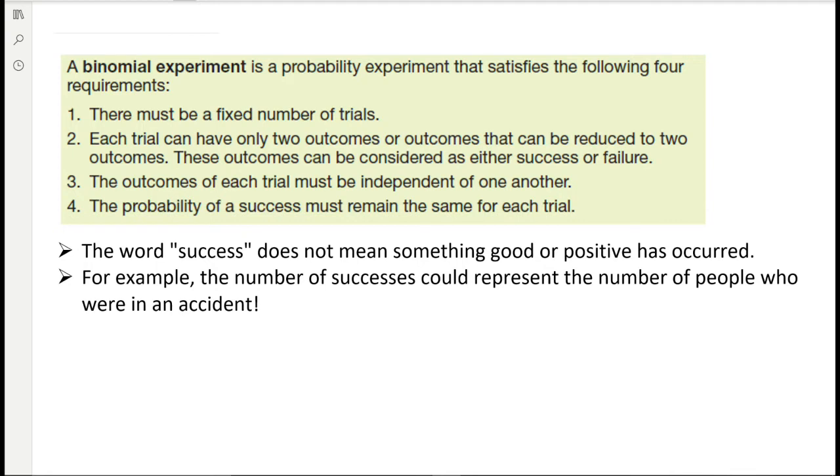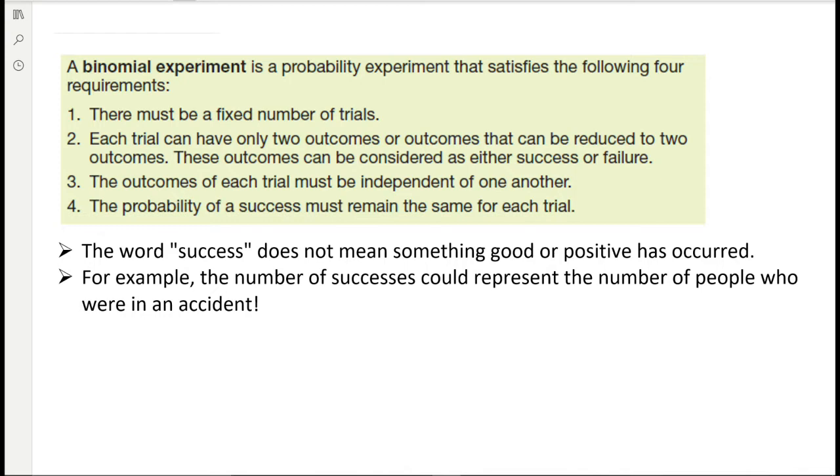So a binomial experiment is a probability experiment that satisfies these requirements. There must be a fixed number of trials. So like if you're tossing a coin, let's say you're tossing it 6 times, the number of trials in that case would be 6. It has to be a fixed number of trials. Now each trial can have only 2 outcomes, or outcomes that we can reduce to 2 outcomes. So that is the main purpose of why it's called binomial. So it has to be 2 outcomes. Now they're normally considered success or failure, the outcomes.